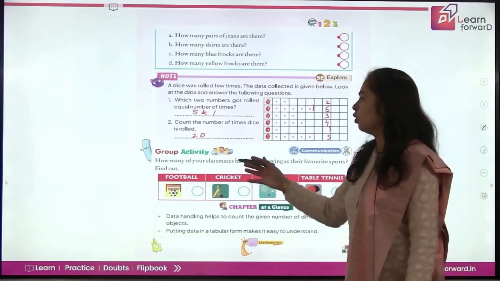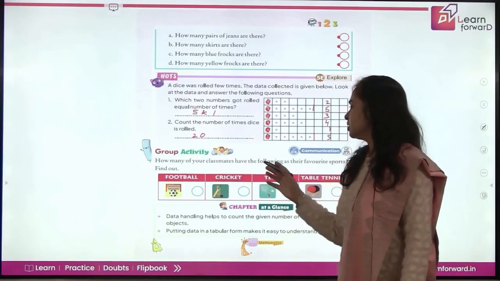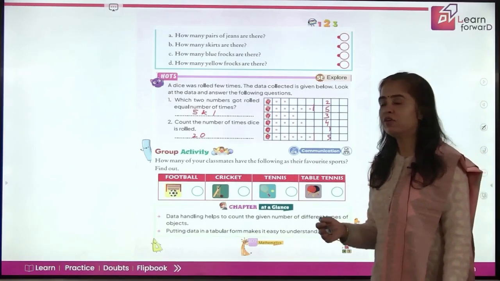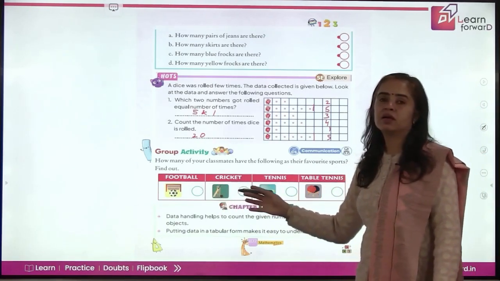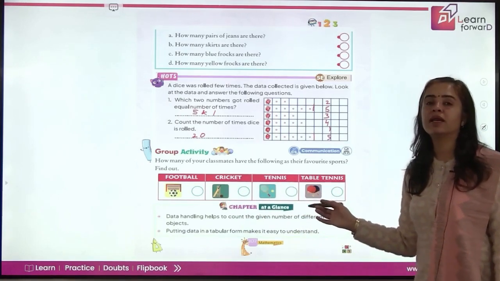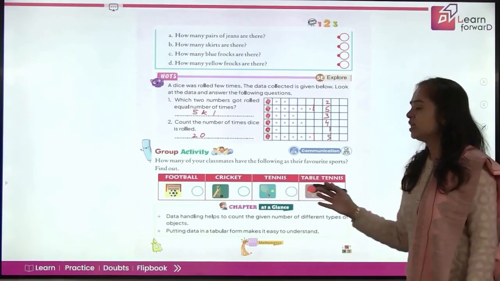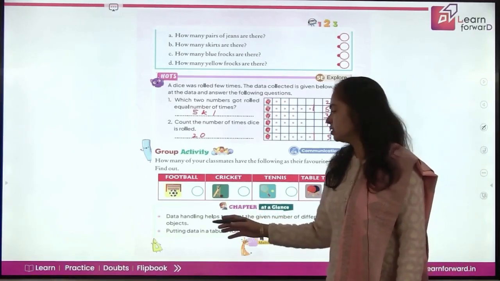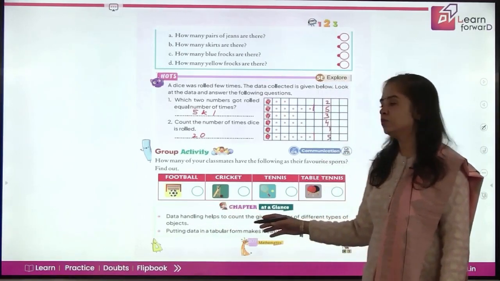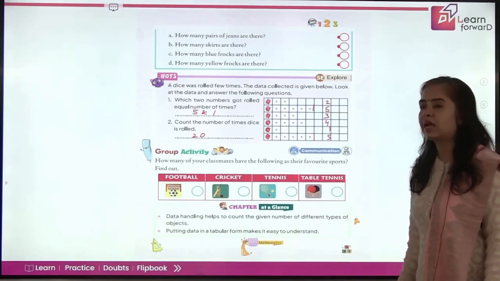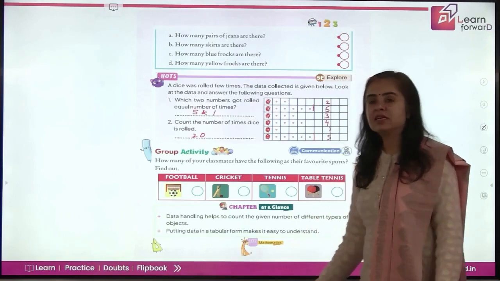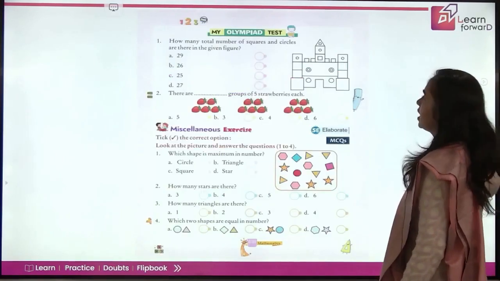Now, group activity. How many of your classmates have the following as their favorite sports? So you ask your friends and then complete this information by writing the number of friends who like each of these sports. Now, chapter at a glance, what we have learned: data handling helps to count the given number of different types of objects, and putting data in tabular form makes it easy to understand.